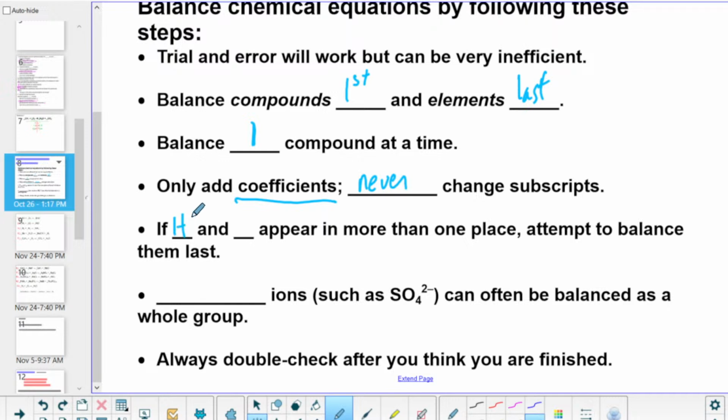And hydrogen and oxygen are really annoying. Someone's phone is ringing? I think that's what it is.